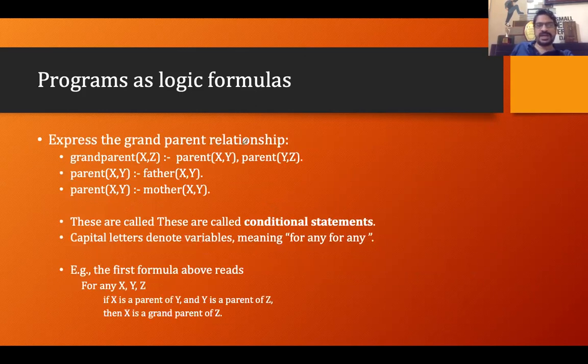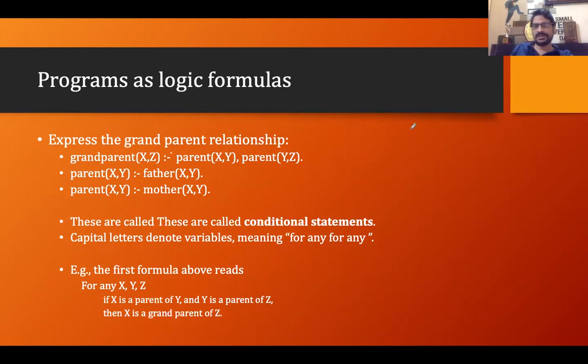Now I express the grandparent relationship. How can we express it? The grandparent XZ rule uses this symbol, which is an if statement. So what is the meaning of that? X is a grandparent of Z if X is a parent of Y and Y is a parent of Z. So I think you understood.